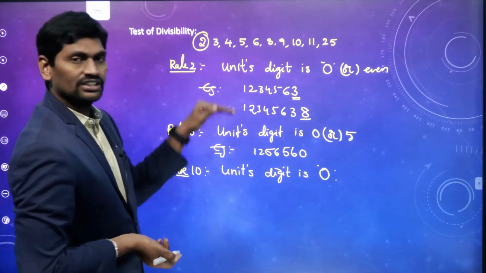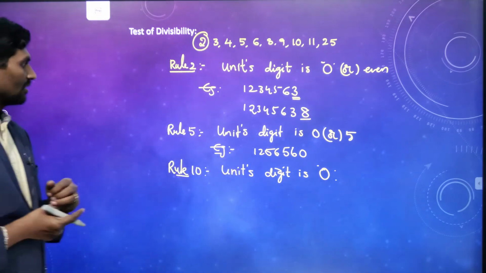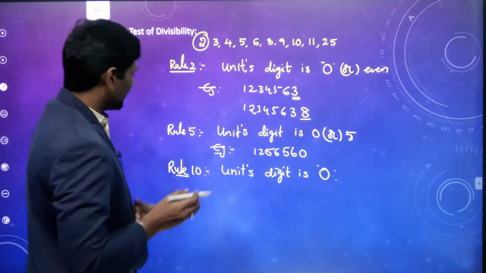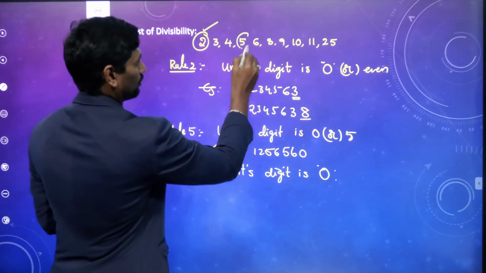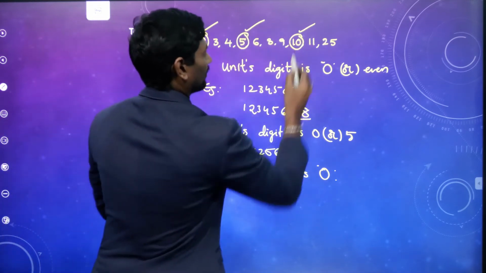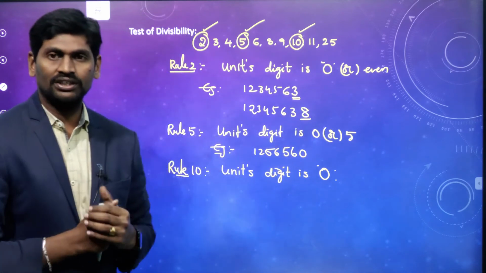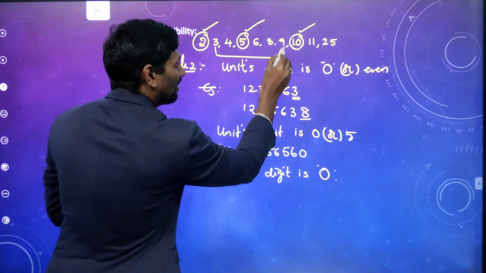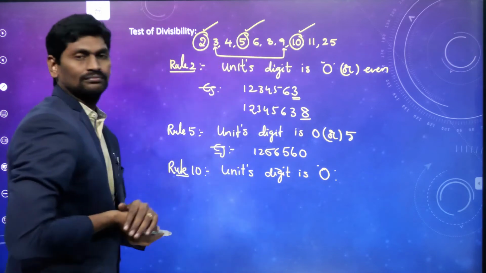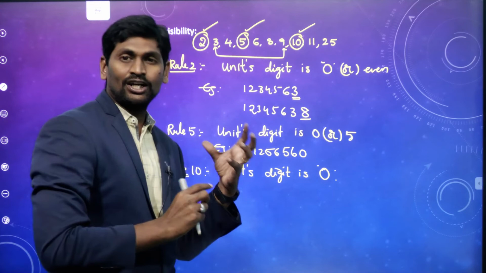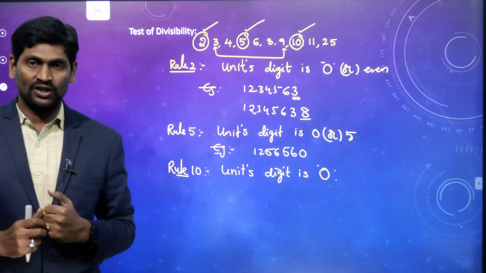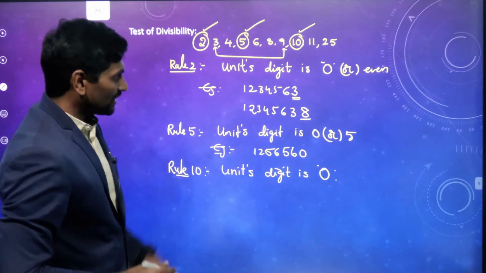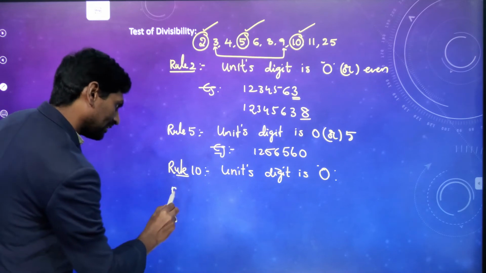Based on units digit. Please note it. So we completed rule 2, rule 5 and rule 10. Three numbers completed. Now 3 and 9 go the same way. We are expressing rule 3 and rule 9 in the same way. What are rule 3 and rule 9?